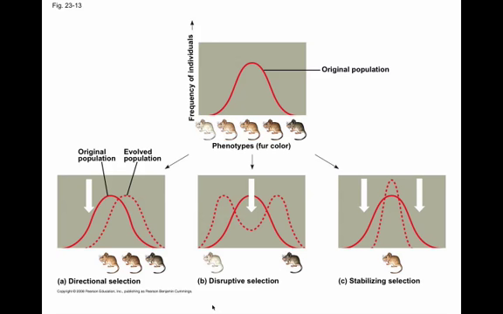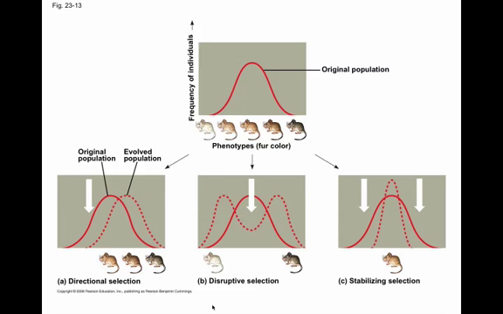So directional takes you in one direction or another. In the center illustration, you see disruptive selection. So that form that you see in the middle is the one that's not the best fit to that environment. So you'd see disruptive selection taking out the middle, leaving the extremes at both ends, so the very light colored and the very dark colored mice.